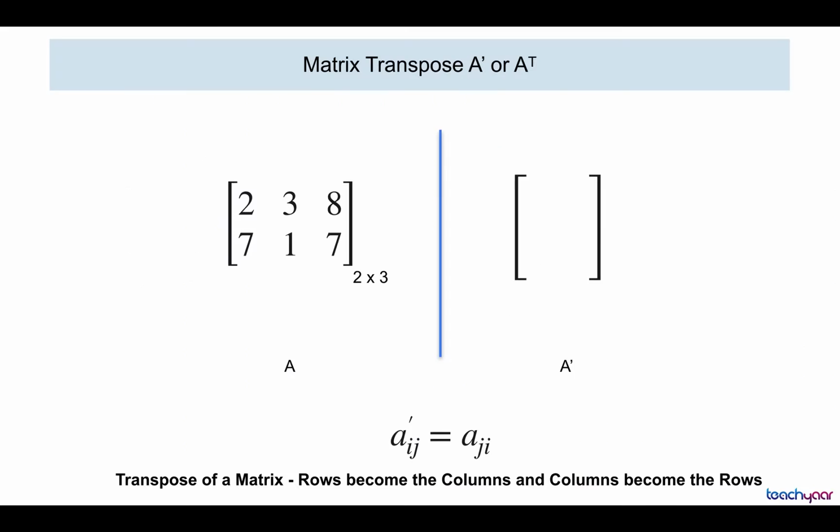So to understand a transpose, let's start by first looking at a simple matrix here. What you see here is a matrix with 2 rows and 3 columns. So the order of the matrix is 2 by 3 and I'm going to call it matrix A. Now the transpose of the matrix A is denoted in this particular video as A bar or A apostrophe. This is a notation that's fairly common.